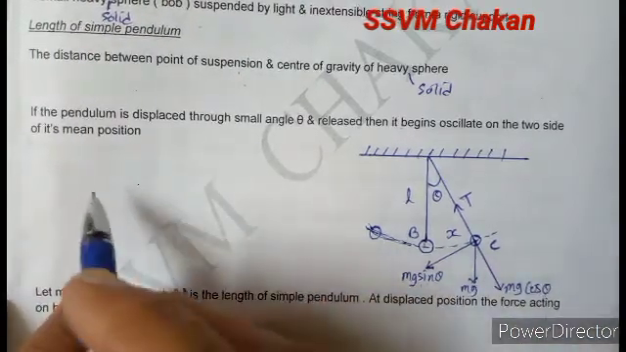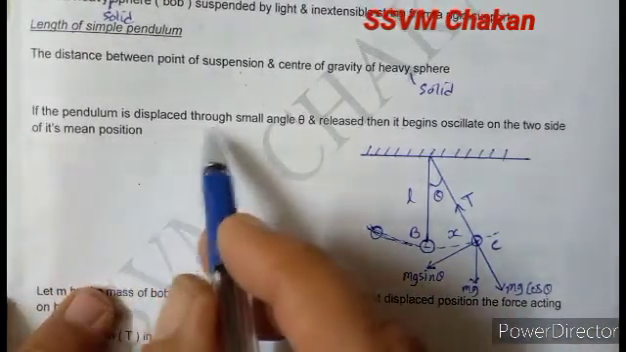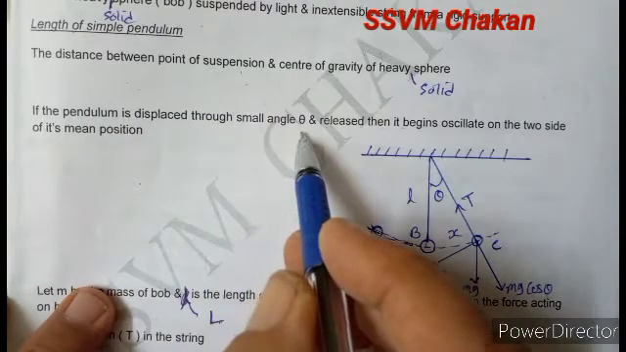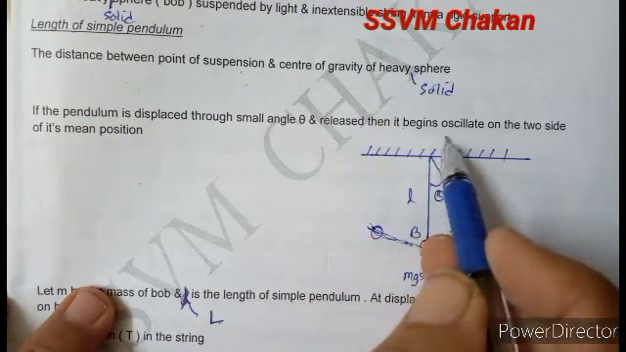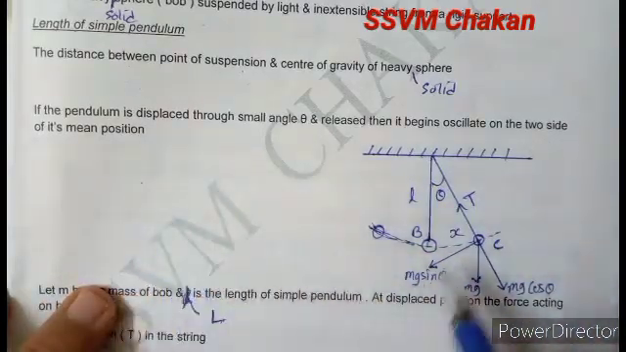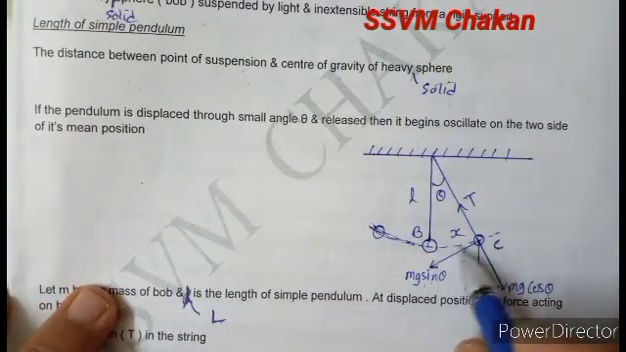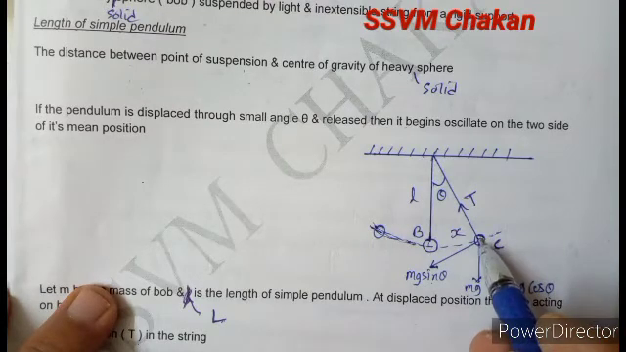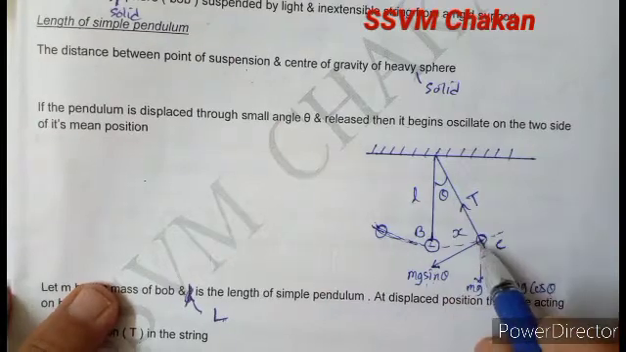If the pendulum is displaced through a small angle theta and released, then it begins to oscillate on the two sides of its mean position. This is the mean position, and we have pulled it to a certain distance on one side through a certain angle theta and released it. It starts performing oscillation.